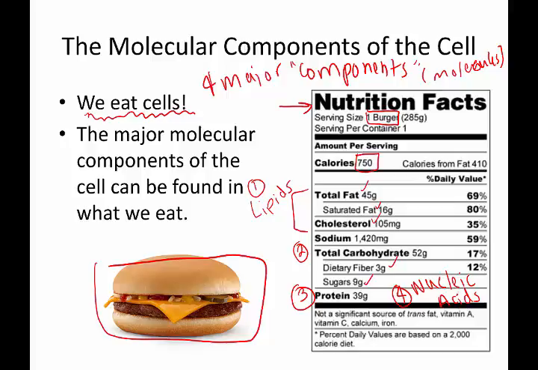So there's one thing from these nutrition facts I actually skipped, and this is the sodium. So you can think of table salt. So while table salt is very important for the human body itself, it's not actually a major molecular component of the cell. So it's not something that we're going to be talking very much about. So it's really lipids, carbohydrates, proteins, and nucleic acids that make up a cell.